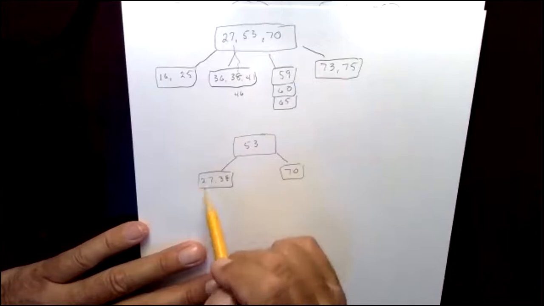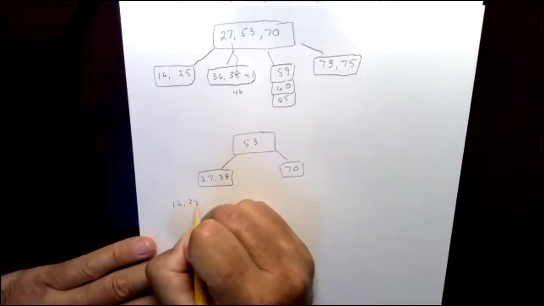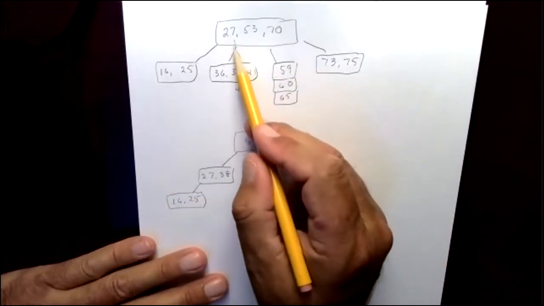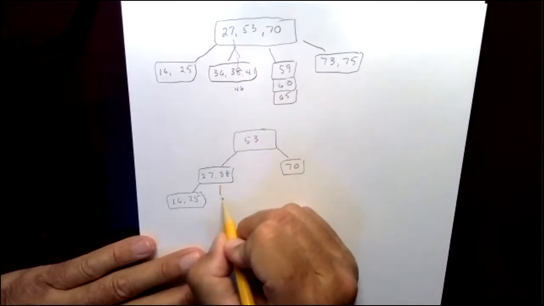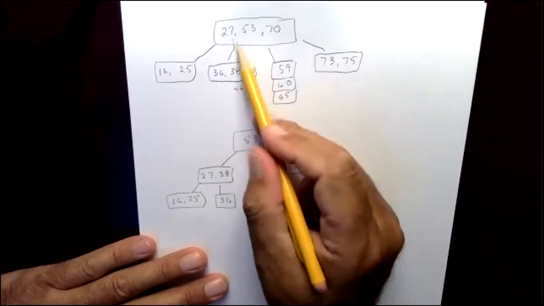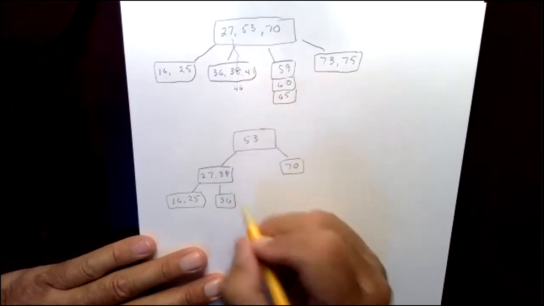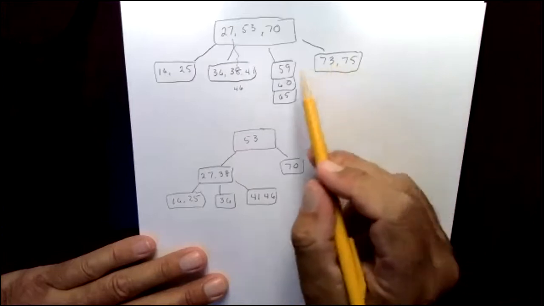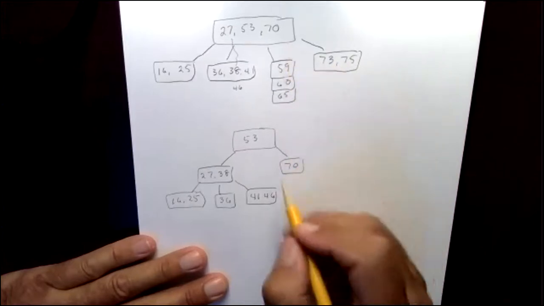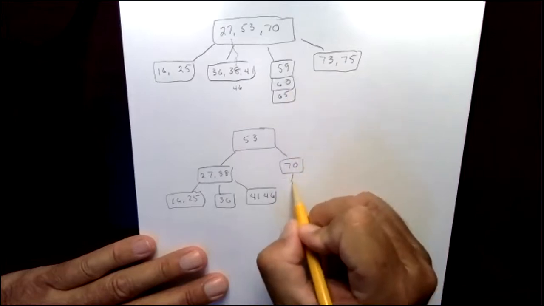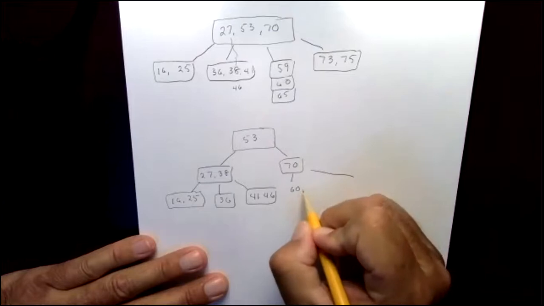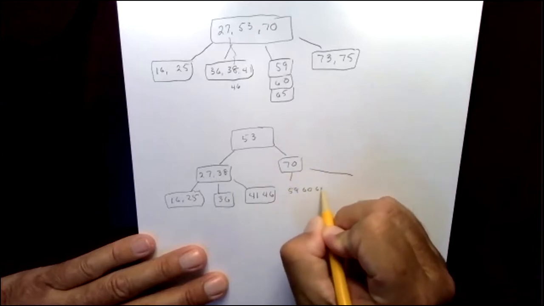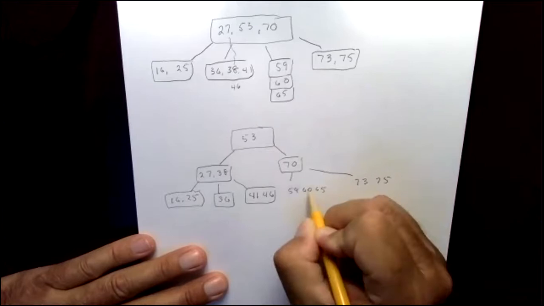Okay, to the left of 27 is still going to be 16 and 25. Between 27 and the 38 that went up was still this 36. And greater than the 38 is the 41 and the new number I tried to add, which was the 46. Out here, less than the 70, I'm going to put in the 59, 60, and 65. And out here, the 73 and the 75.